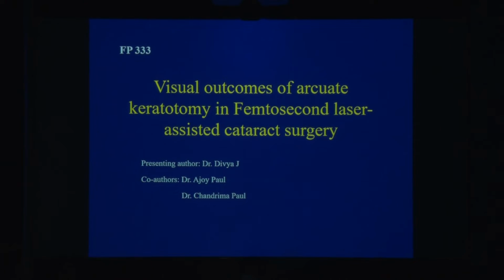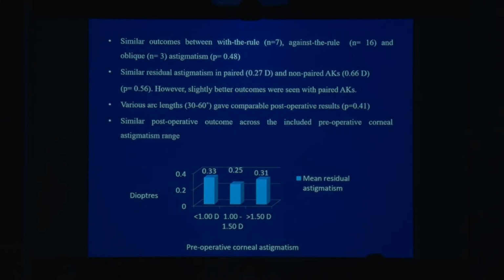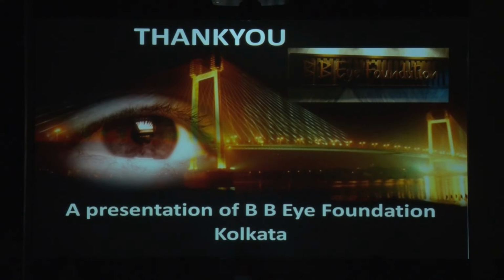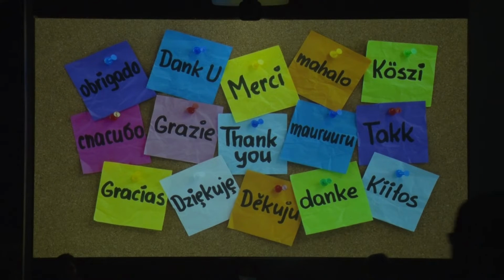And this is one of the studies that we did, the visual outcome with femtosecond laser assisted arcuate keratotomy, and we generally got a consistent residual of 0.33 for less than 1 diopter and 0.25 for 1 to 1.5. So it does work for arcuate keratotomy up to 1.5, but generally we prefer doing it below 1. And these are the various studies which have said that arcuate keratotomy definitely works very well up to 1 diopter. Thank you for your patient hearing.